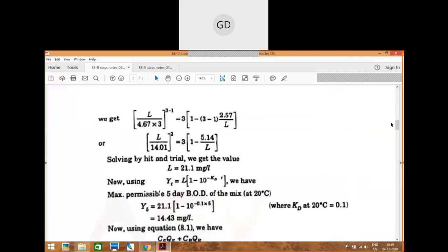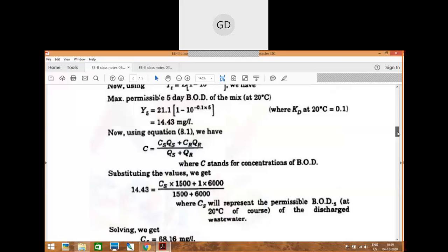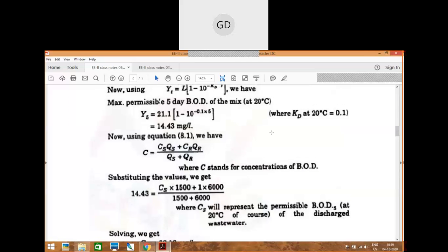Now after finding the permissible 5-day BOD, you again use the equation C equal to, the equation we used just now. So again you use it, and now you put the C value. Okay, just wait.